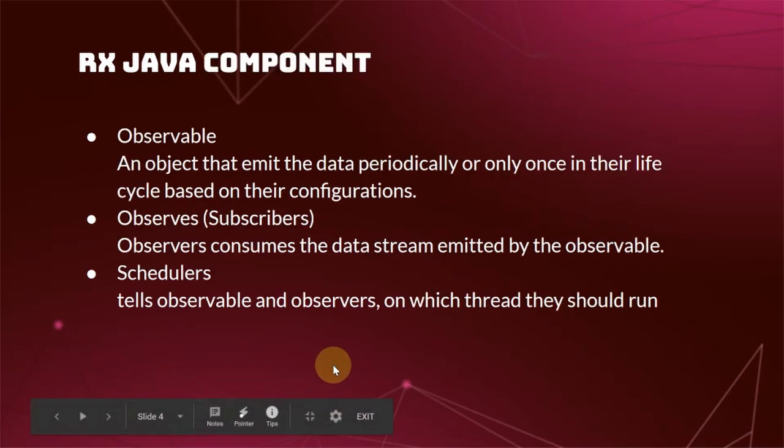Okay, so what are the RxJava components? There are actually three things, the three components of RxJava. The first is the observable. You already know the concept when you work with LiveData. It's actually pretty simple. The observable is an object that emits data. It could be periodic or emit once in its life cycle based on its configuration. So we can create an observable that emits data. It can be periodic, timer based, or emit only once.